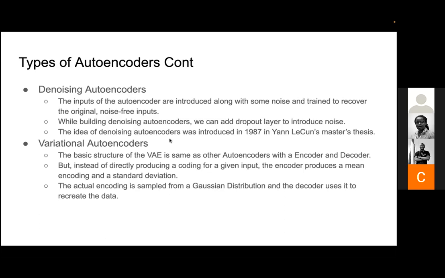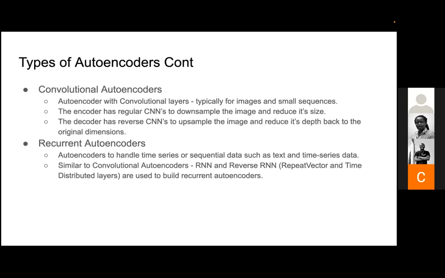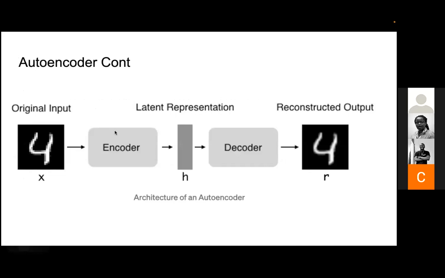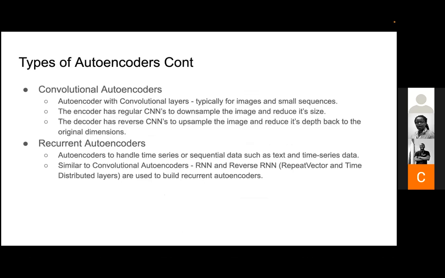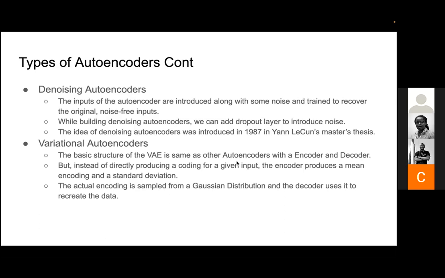In all the above examples, denoising, recurrent, convolutional, linear and stacked autoencoders, we give an image, we encode the input, and we get something called a latent representation or encodings from which we decode. This changes in variational autoencoders. The basic structure of variational autoencoders is the same as usual autoencoders, with an encoder and decoder architecture. But instead of directly producing the latent representations or encodings for a given input, the encoder produces a mean encoding and a standard deviation encoding.